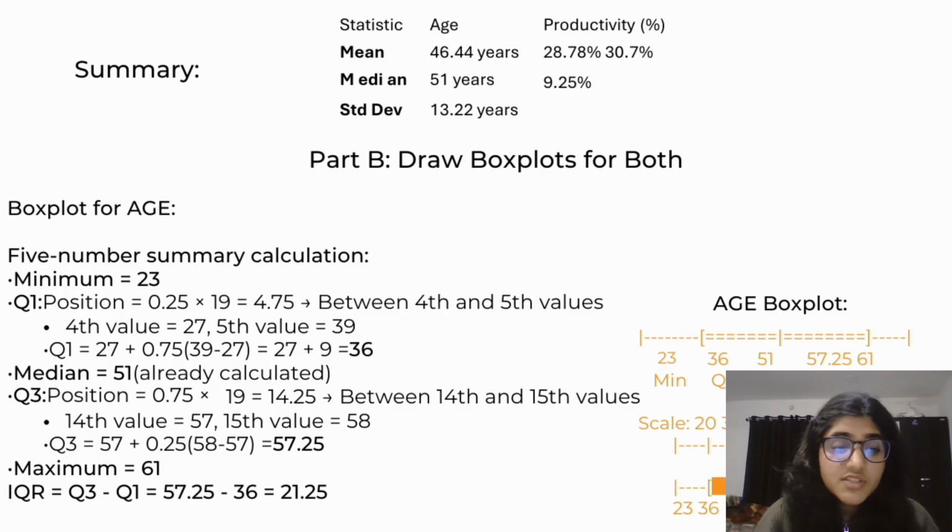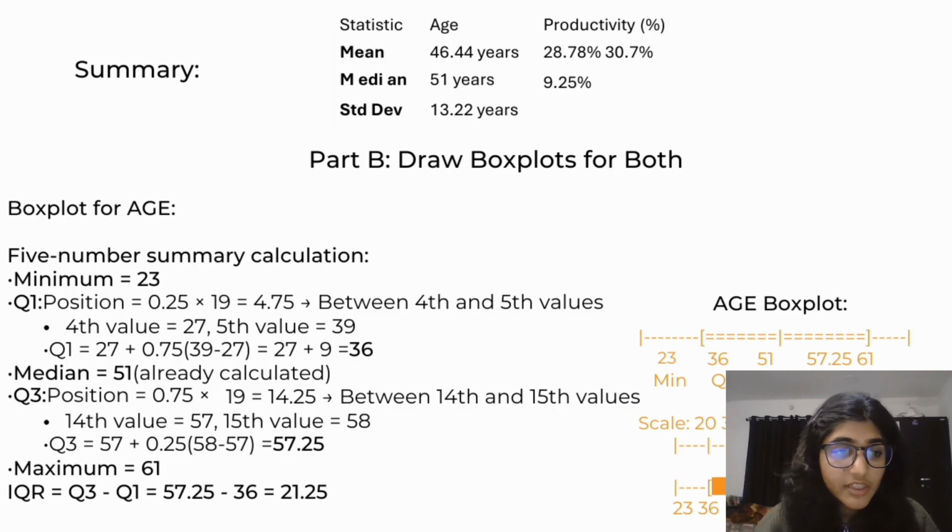So our Q3 becomes 57 plus 0.25 into 58 minus 57. So we get 57.25 and maximum we have 61. So our IQR, that is Q3 minus Q1, becomes 21.25. So you can see in the diagram, we have age box plot in which we have plotted the minimum, Q1, then median, then Q3, then maximum.